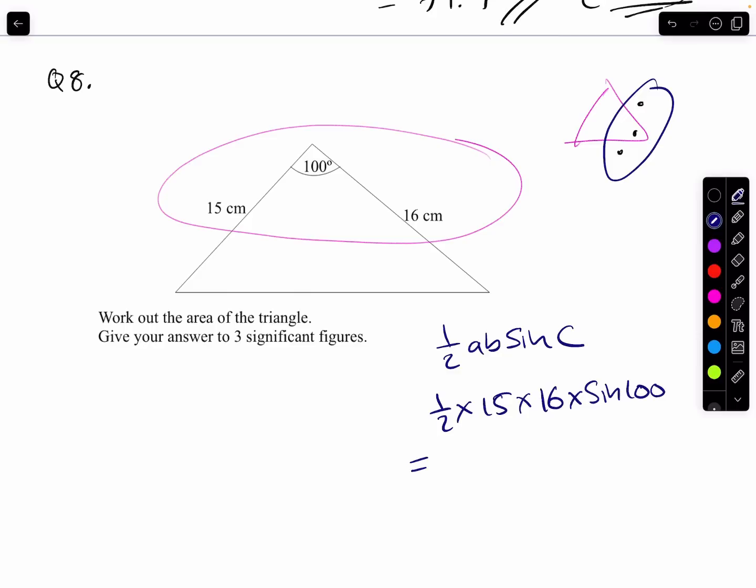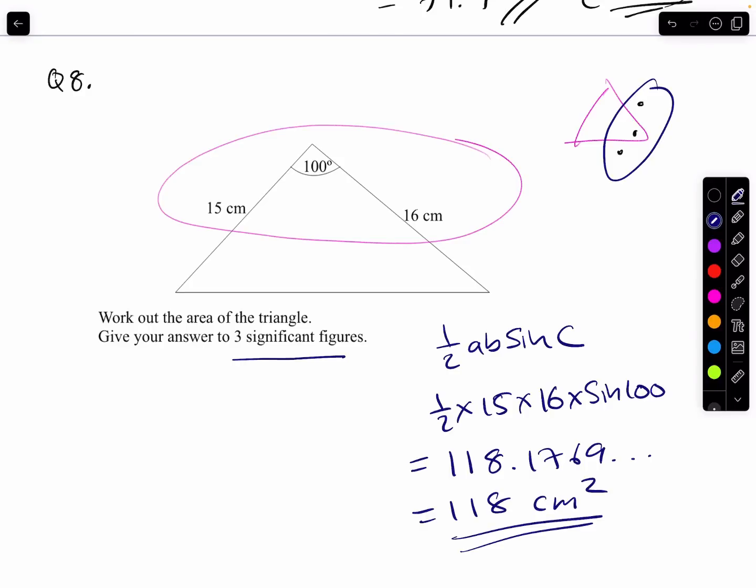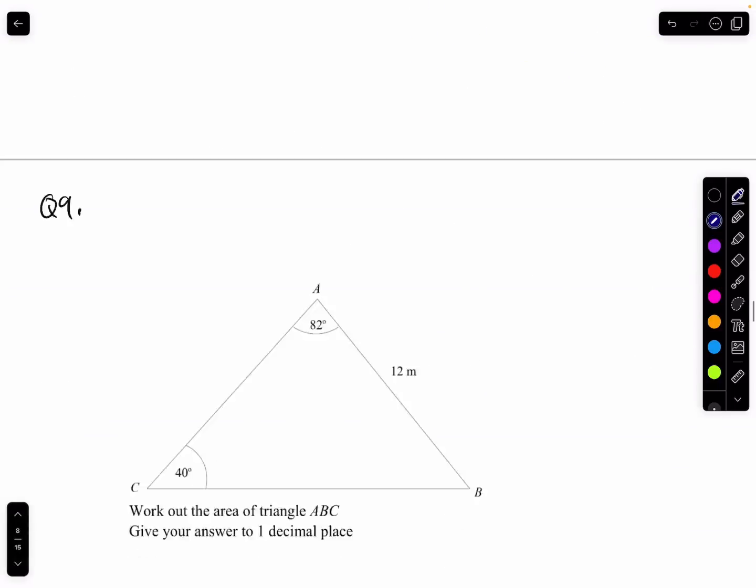Make sure you're calculating in the right mode, not radians, because you're going to get the wrong result. So, 118.3, three significant figures, I've got 1769... So three SF would be 118 centimeters squared, because it's an area. There you go, done. Okay, moving on.